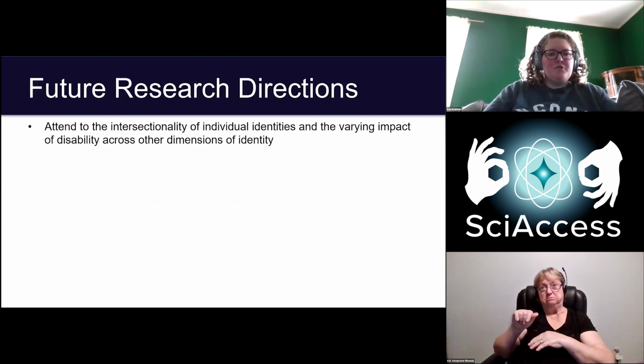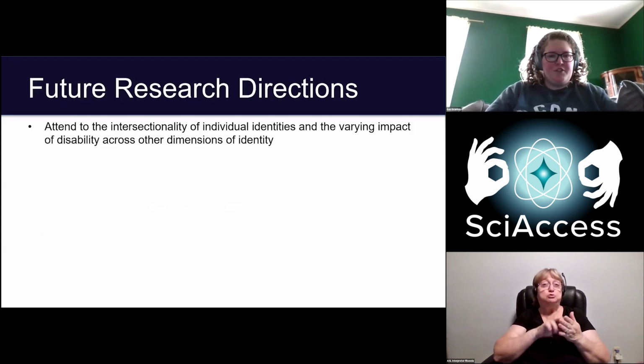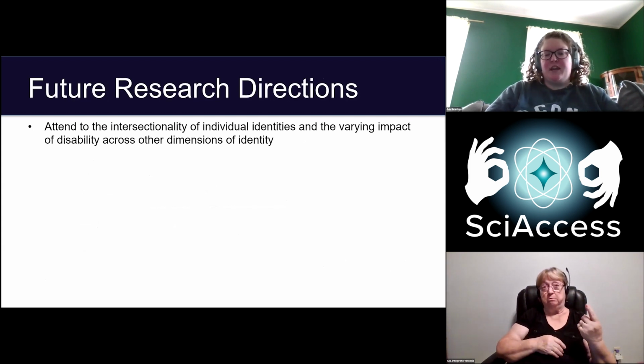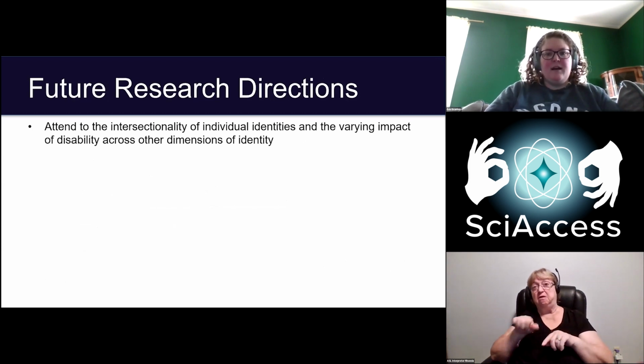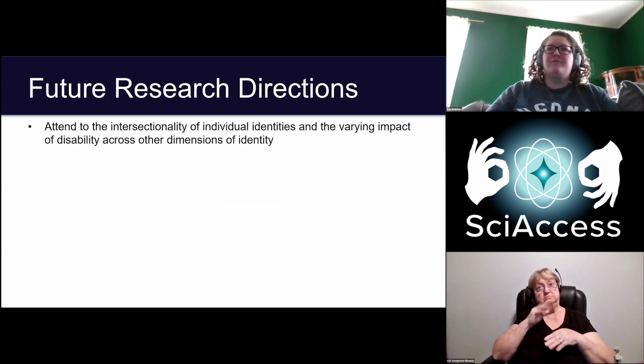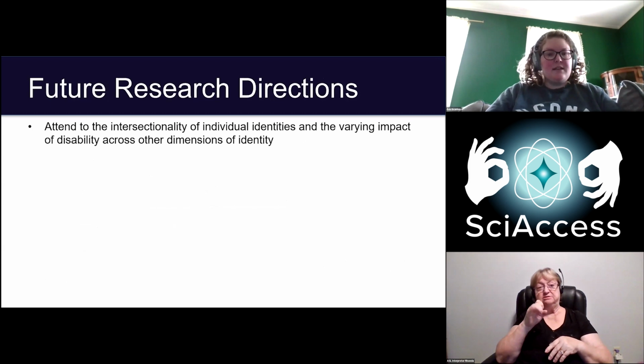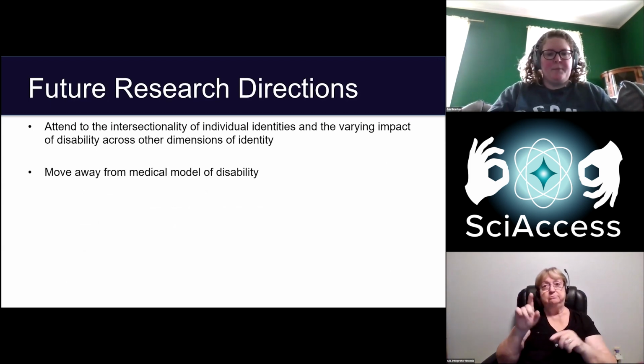Some future research directions, I just have a couple of suggestions for us as a community. One would be to attend to the intersectionality of individual identities and the varying impact of disability across other dimensions of identity. This is a big place of future work for our community, as there isn't a lot of research about intersectional experiences within disability. That's not to say that there isn't any, but there is need for more of that kind of work.